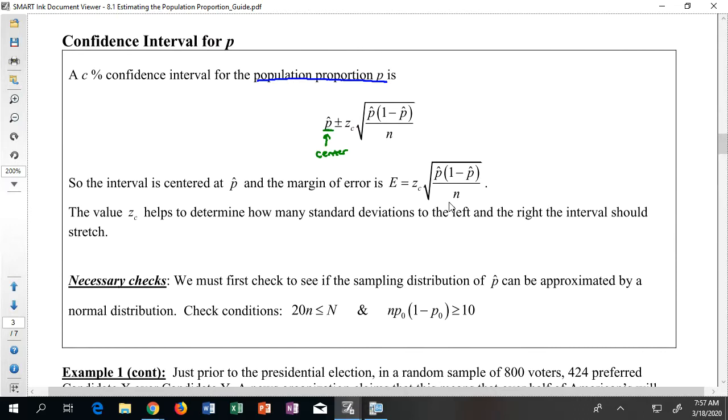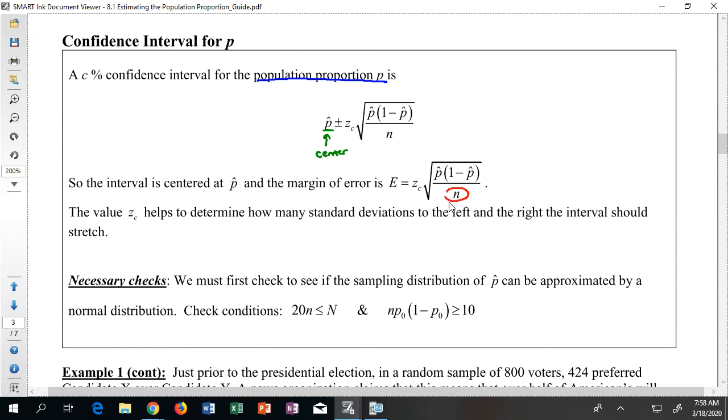One way would be to change this level of confidence. We already talked about this. If my level of confidence is high, I'm going to get a wide interval. If my level of confidence is low, I'm going to get a really small interval, but I won't be confident that it's any good. The other way that I can adjust this is by manipulating the value of n.